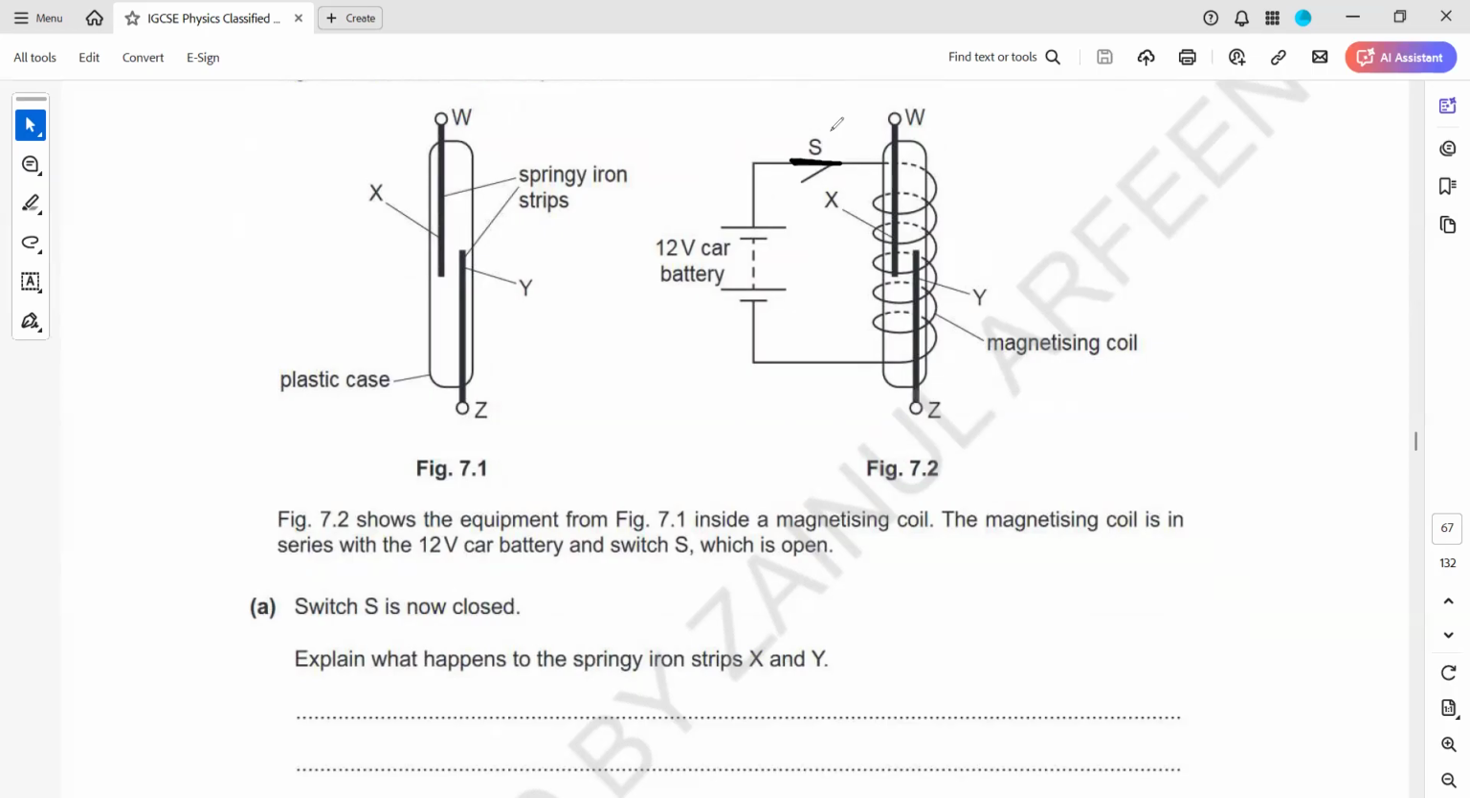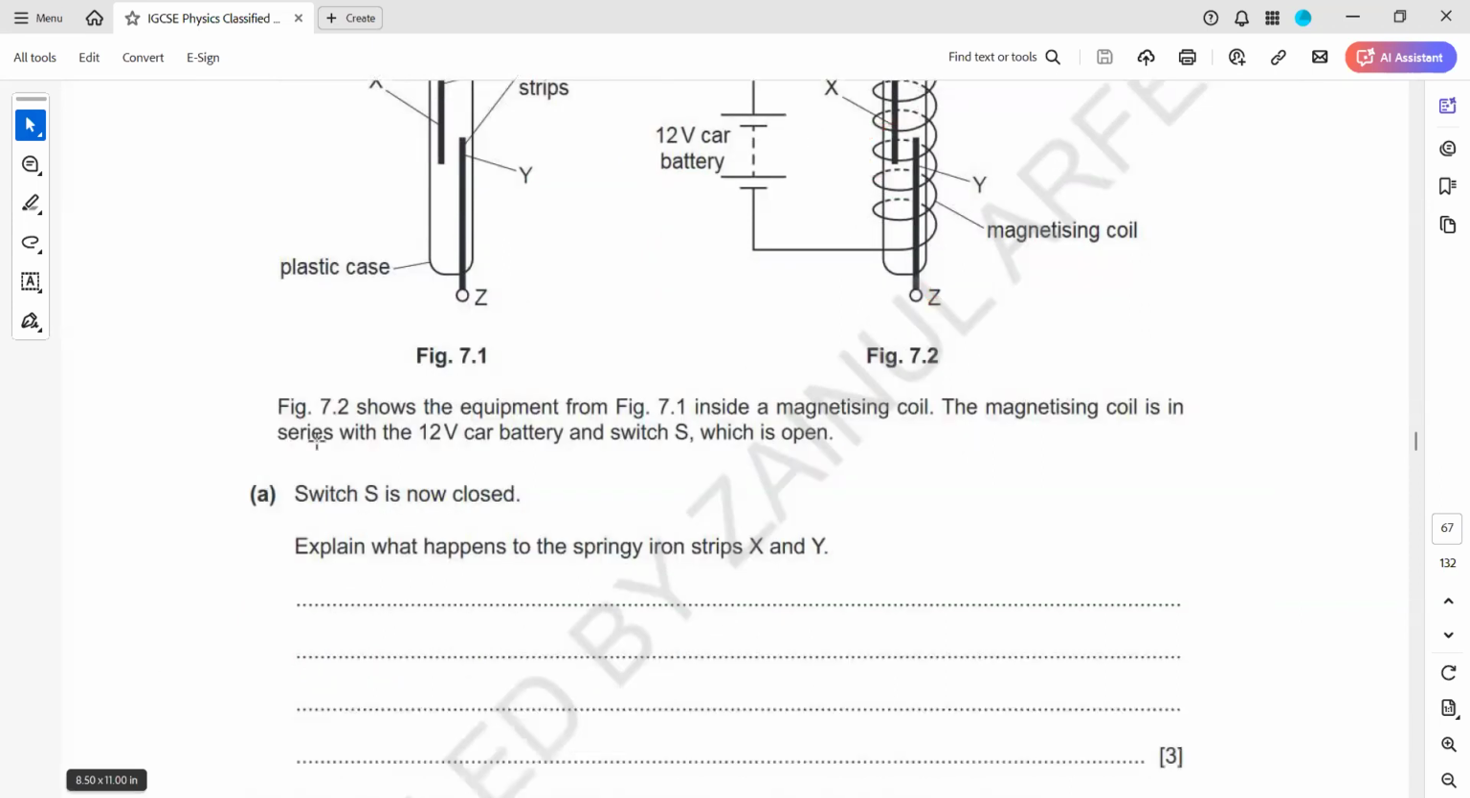When we close the switch, a current will pass through this circuit. When the current passes through the circuit, it produces a magnetic field which magnetizes the springy iron strips and they come in contact with each other. Why do they come together? Because the opposite pole will be induced. How will the opposite pole be induced? For example, this will be north pole, this will be south pole, this will be north pole, this will be south pole. What do you call that? Induced magnetism. When we magnetize an object by another magnetic field, or by a current, we call it induced magnetism.